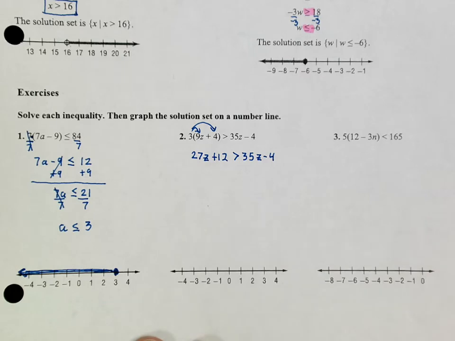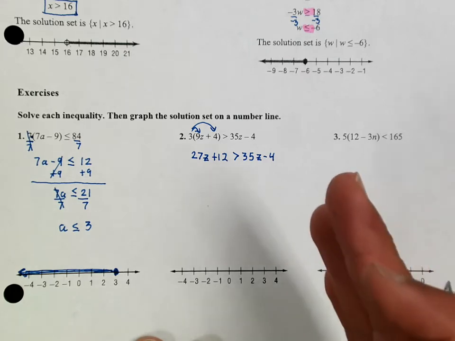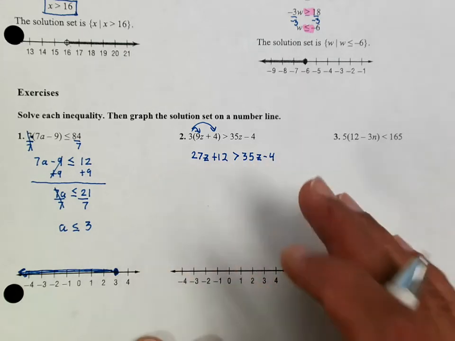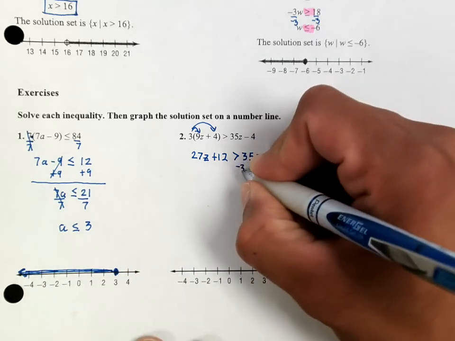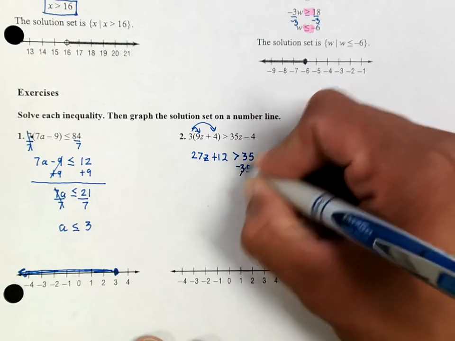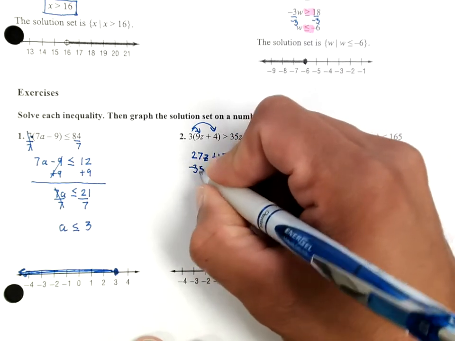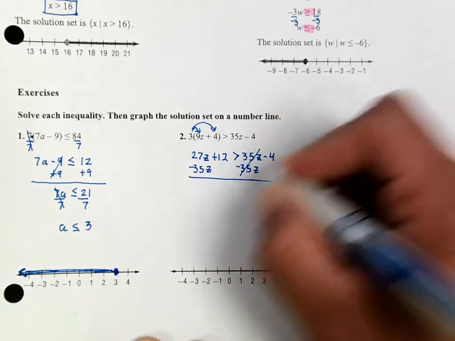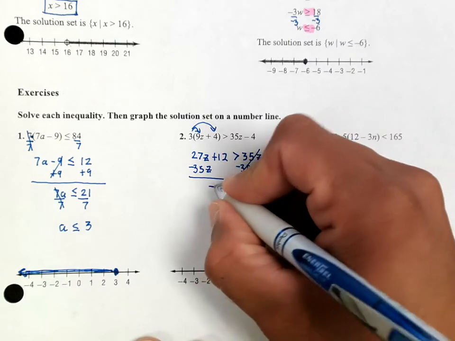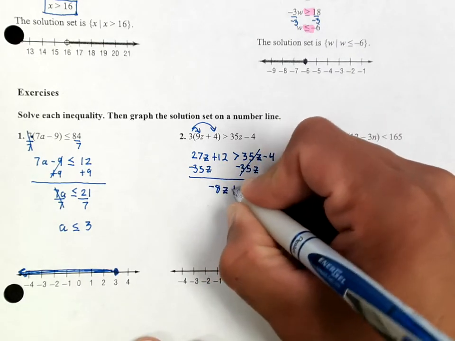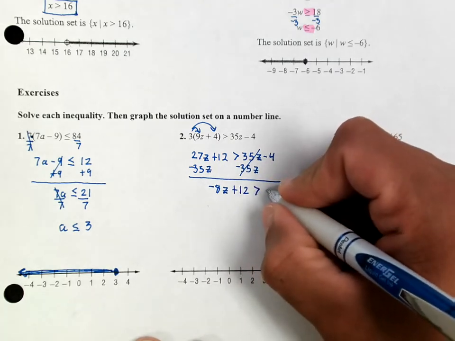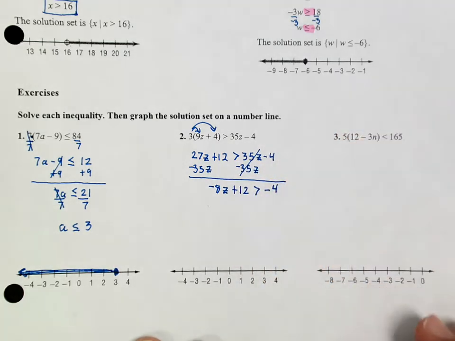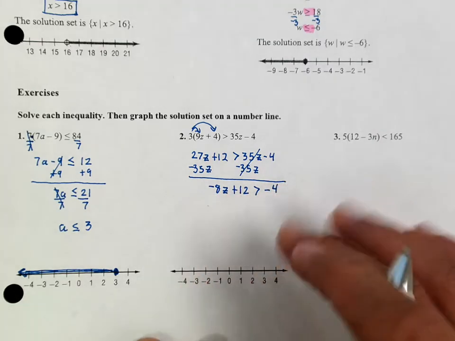which means I'm going to get all the variables on one side, or all the z's in this case, to one side and the number on the other. So I'm going to subtract 35z from each side, and that's going to give me a negative 8z plus 12 is greater than negative 4. Alright, and the next step would be to get this number on the other side.